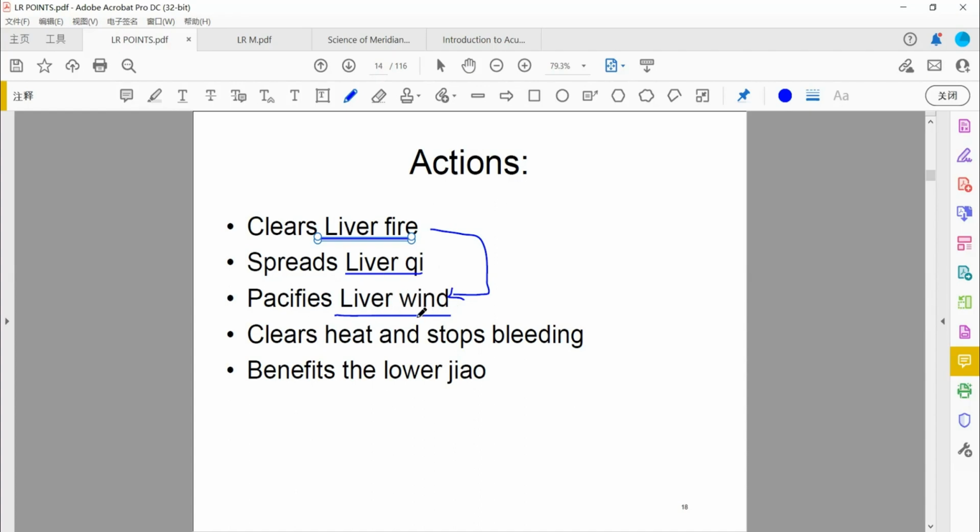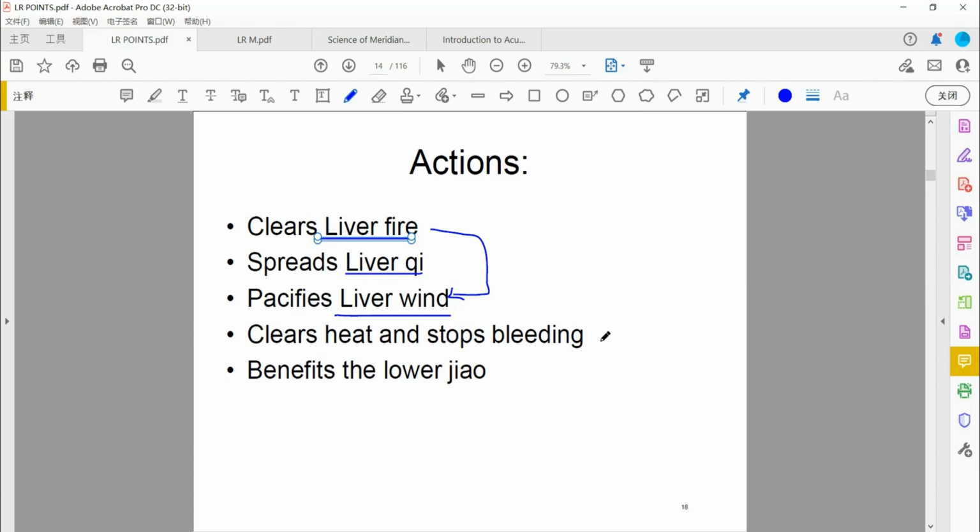You can use this point to pacify the liver wind. Like for example, Parkinson's syndrome, right? Parkinson's syndrome, when you see the old people who have Parkinson's syndrome, their hand is always shaking. That's the liver wind.